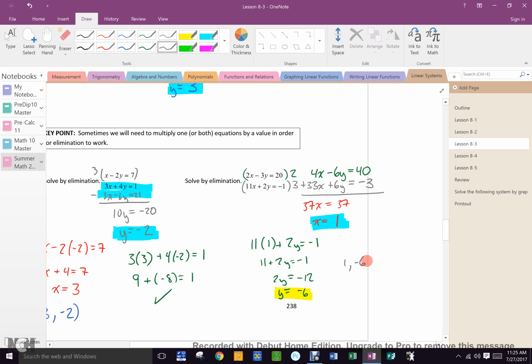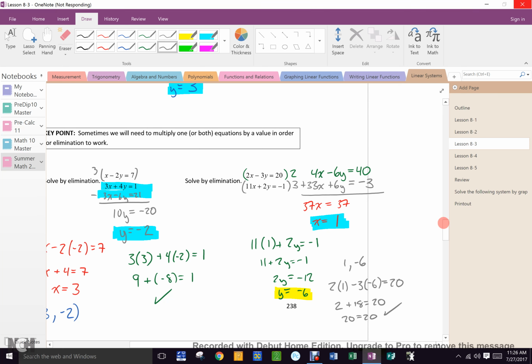Now I check. Do I need to check this equation? No, because that's what I just worked with. So I'm going to check this equation. 2 times 1 minus 3 times negative 6 equals 20. What's 2 times 1? 2. What's negative 3 times negative 6? Positive 18. Is 2 plus 18 equal to 20? Does 20 equal 20? So are we right? Yeah, sure, you betcha. Is everybody good?